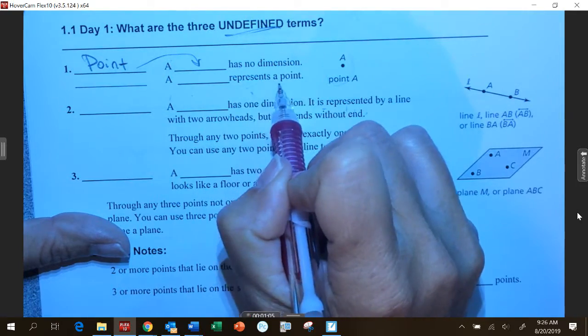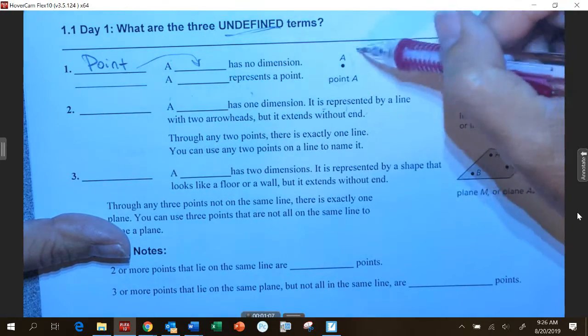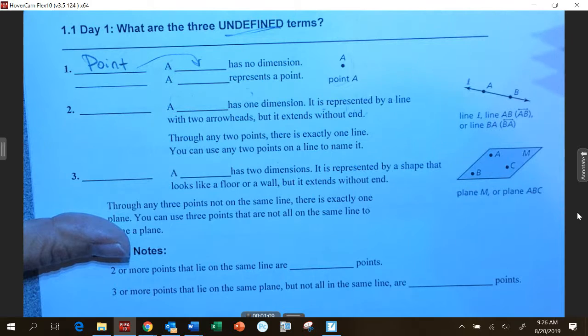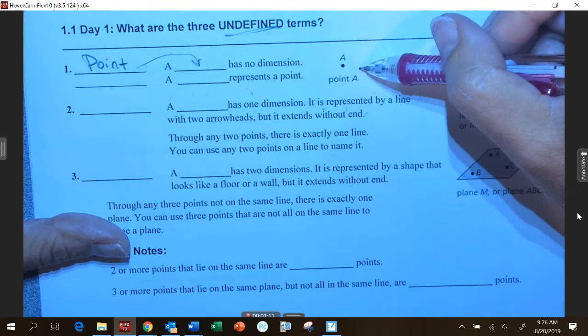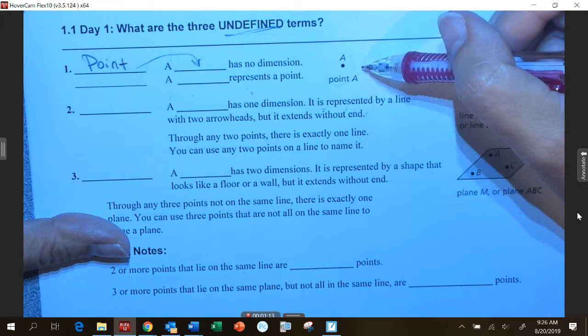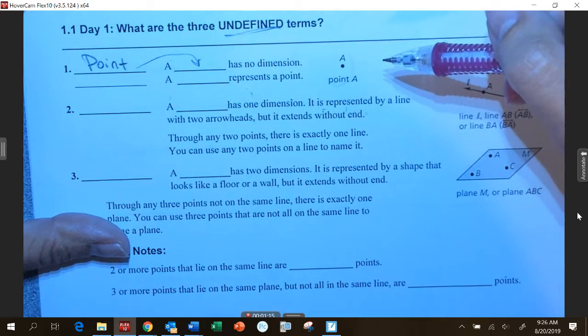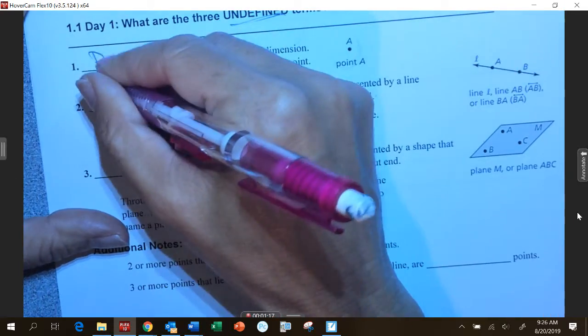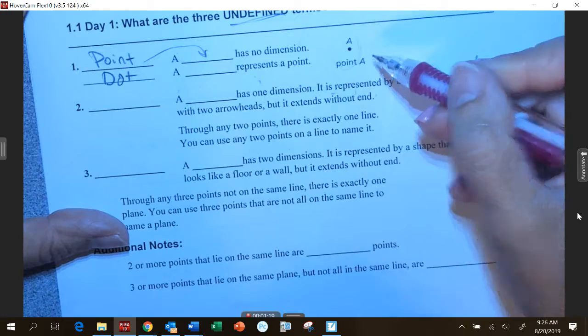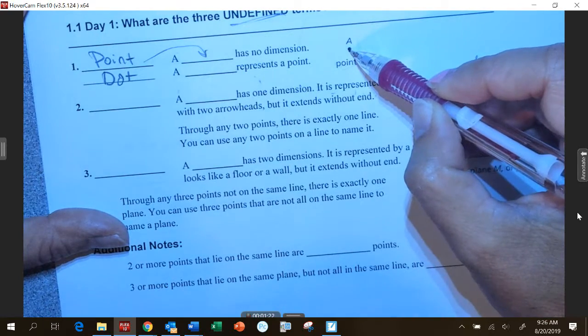So what represents a point? What about this picture right here is where you know the point is located? What do you see here? A dot, right. A dot represents the point. So that right there, that dot, that is the point.